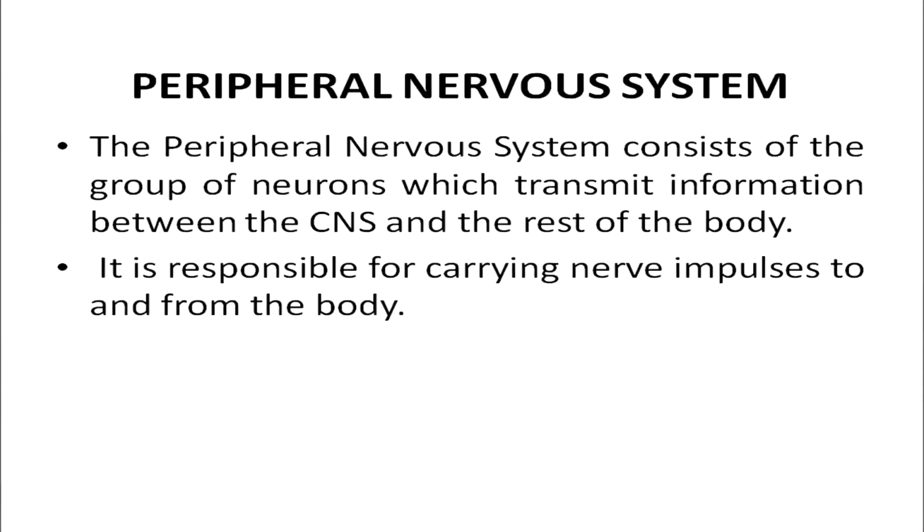Another part of the nervous system is known as the peripheral nervous system. First is the CNS, the central nervous system, and another is the peripheral nervous system, also known as the PNS. The peripheral nervous system consists of the group of neurons which transmit information between the central nervous system and the rest of the body. It is responsible for carrying nerve impulses to and from the body. That means it carries nerve impulses from outside to the body and takes them from the body.